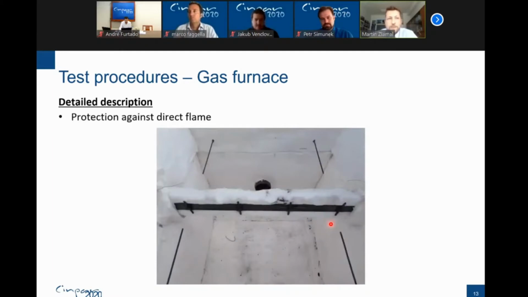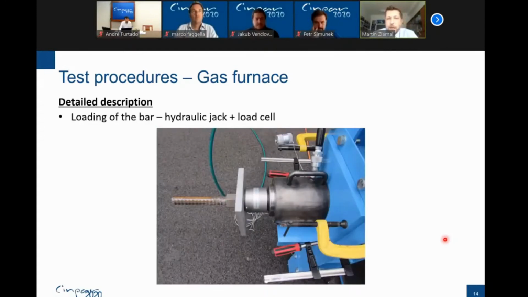In the next step, we apply the protective thermal insulation against the direct flame, because we want to observe the behavior of the reinforcing bar inside the concrete structure. So we want to prevent the direct flame influence on the surface of the reinforcing bars. Therefore, the whole bar is coated by this thermal insulation. And then we apply the loading.